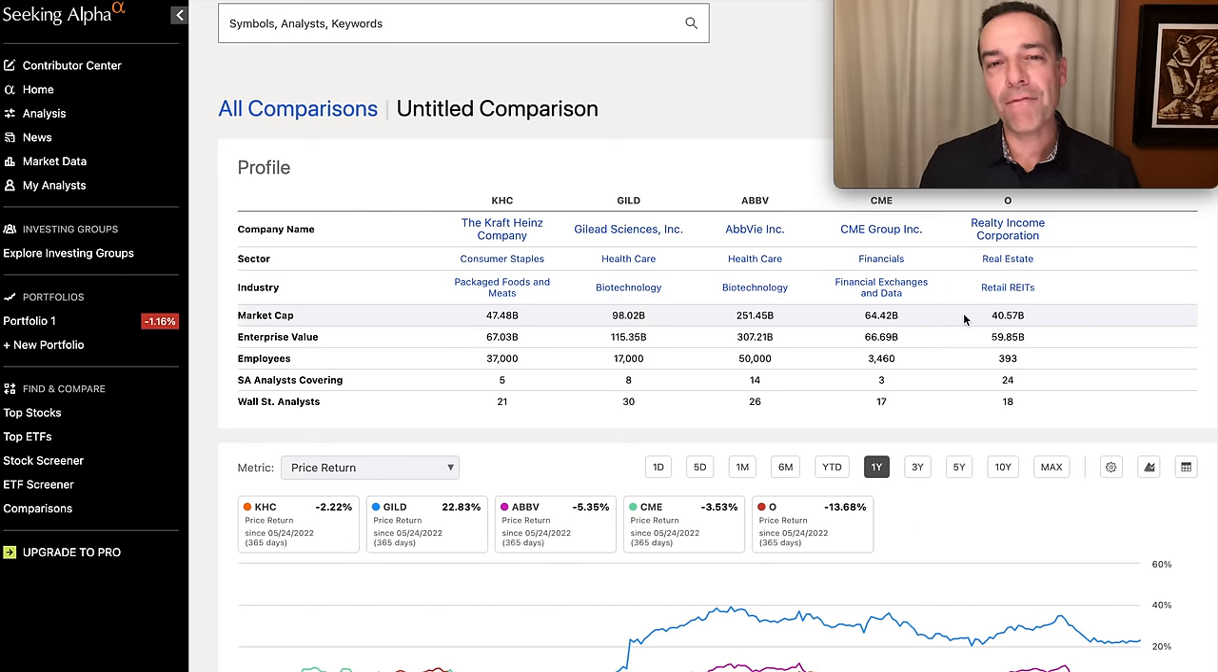Notice that of my top 5 most profitable option wheel stocks over the past 3 years, 4 of them have a market cap of between $40 billion and $98 billion.